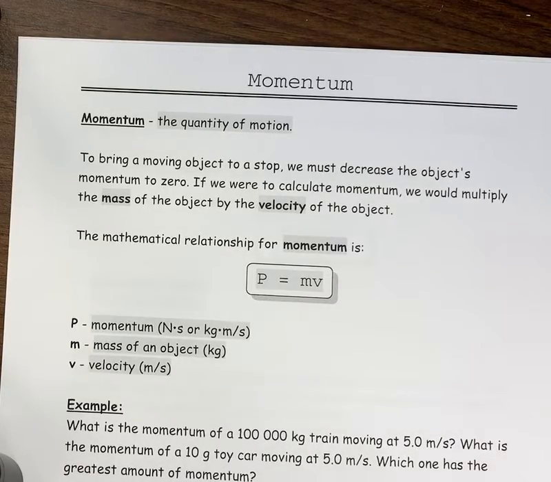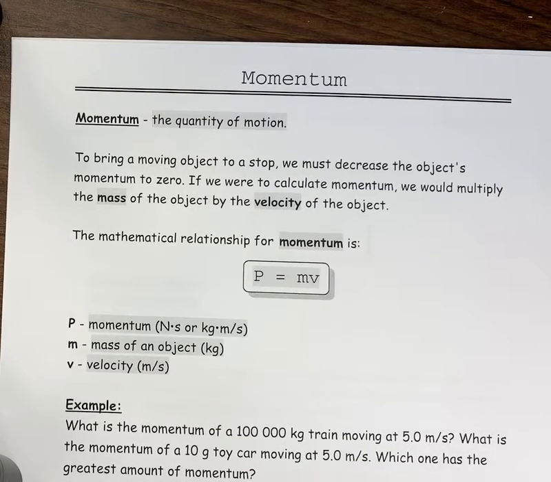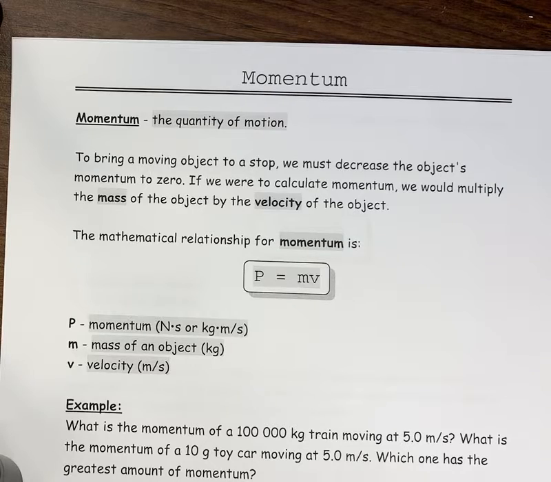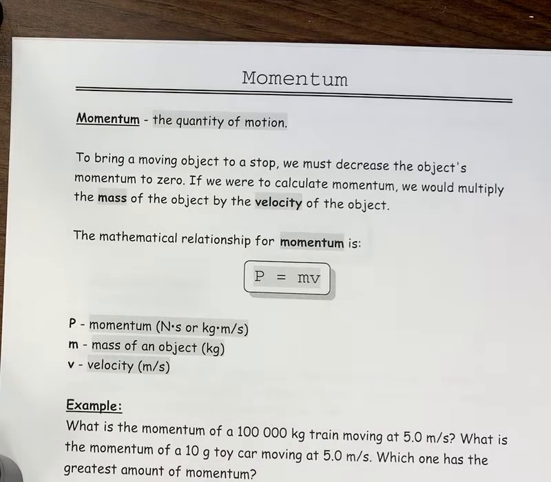Momentum. So we're going to look at what momentum means and do a calculation on momentum. The definition of momentum is the quantity of motion. Quantity is telling me amount, so it's like how much that object is moving. To bring a moving object to a stop, we must decrease the object's momentum to 0.